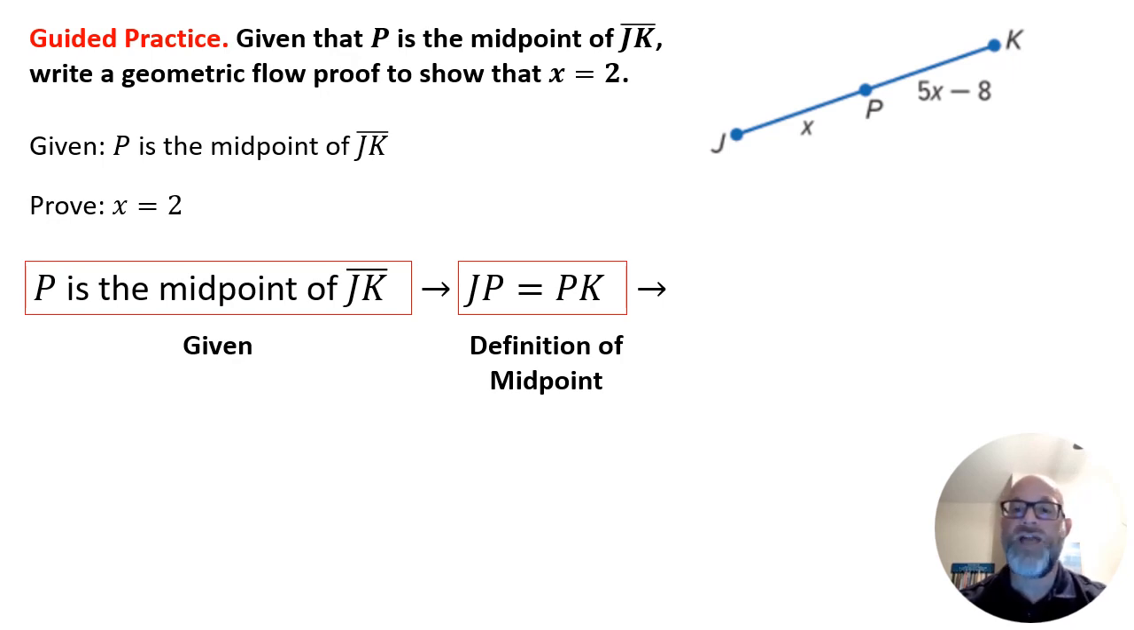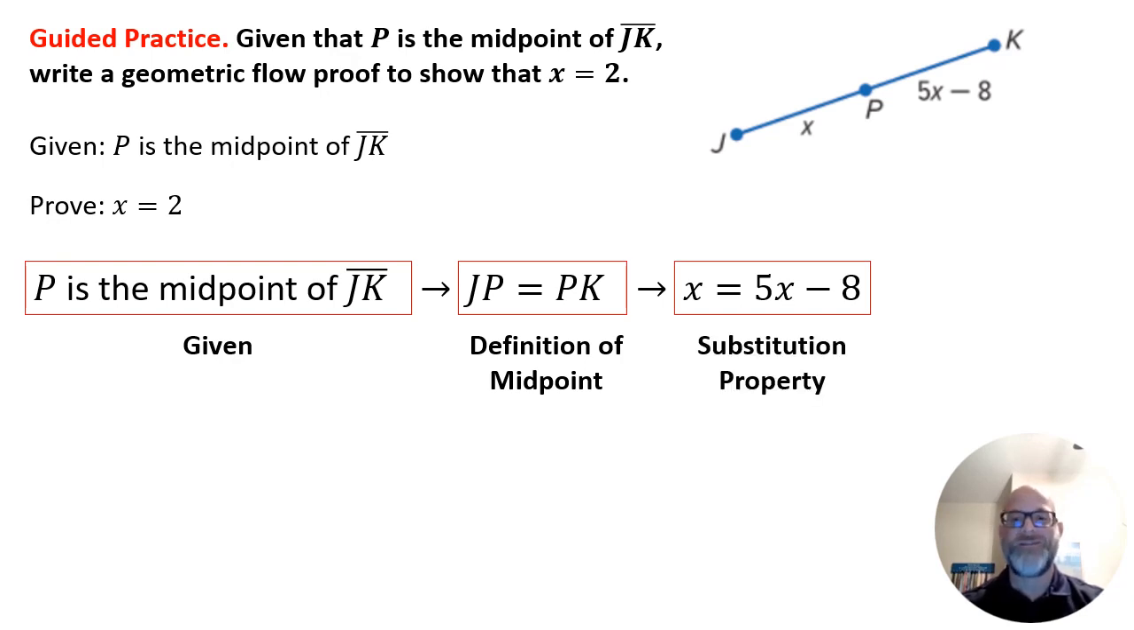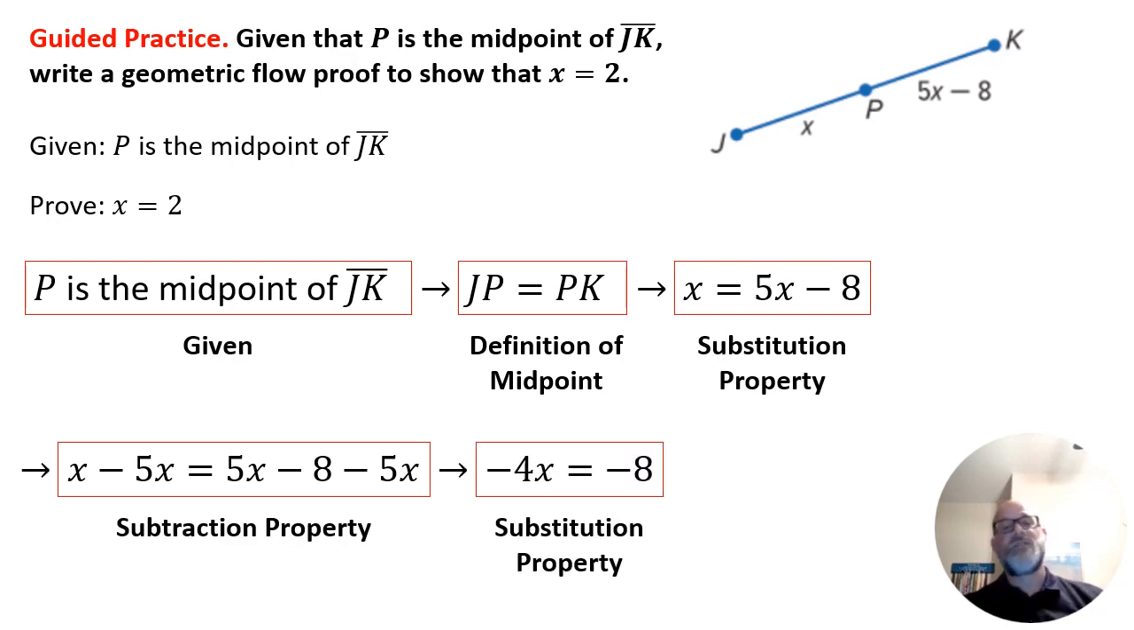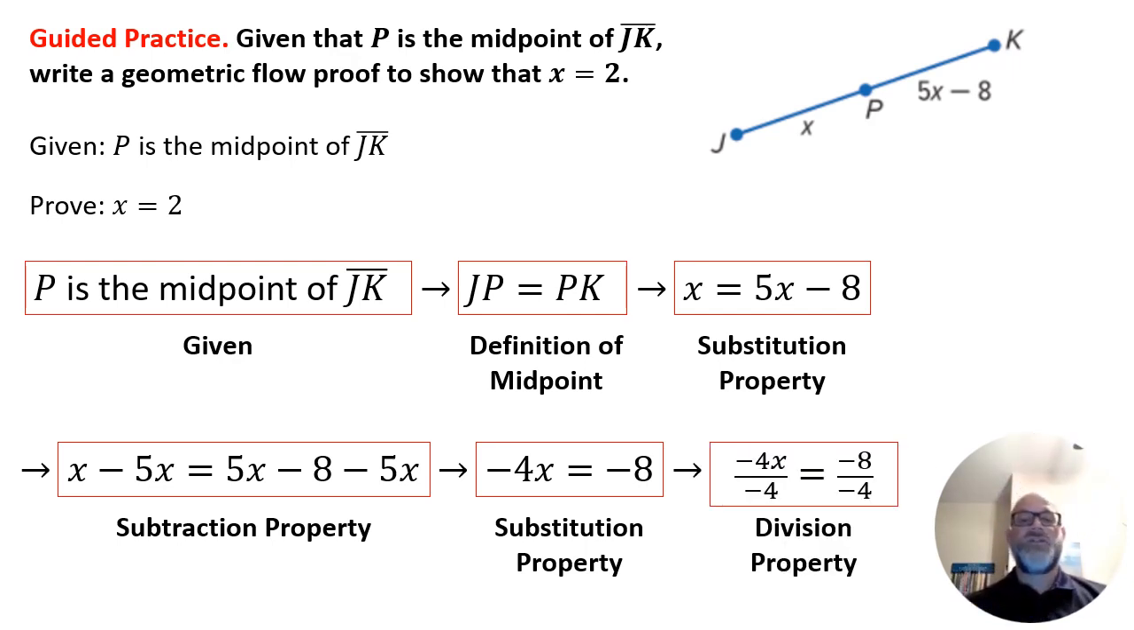Well, JP has a measure of X, and PK has a measure of 5X minus 8. So maybe we just put those in their place, right? JP is X, PK is 5X minus 8. What do you think that property is? That's the substitution property. Substituting one thing for another, that's the same. All right, what are we going to do to both sides to solve for X? Subtract 5X, great. So that's the subtraction property. Then combining like terms, that will form the substitution property. And then we divide both sides by -4, that's division property. Finally, substitution property tells us that X equals 2.